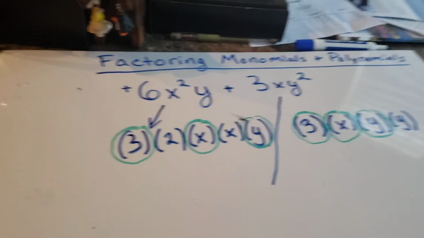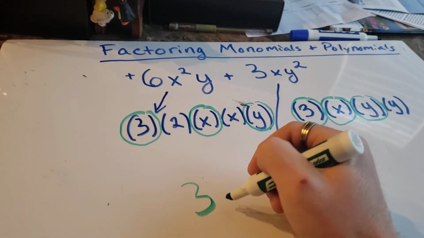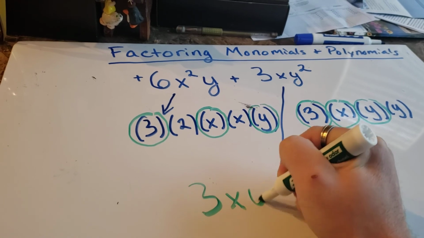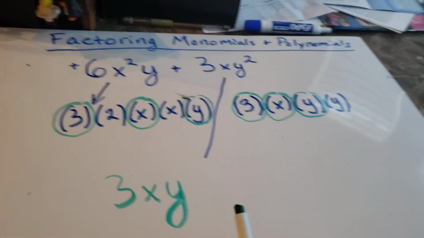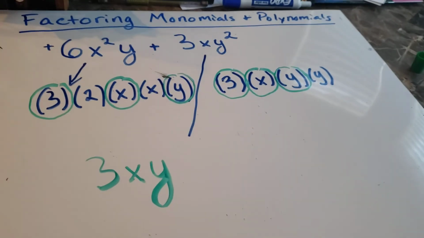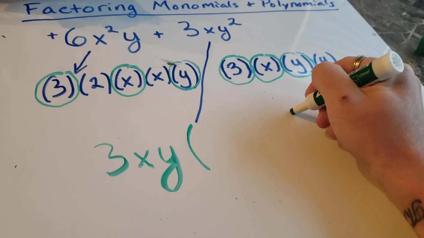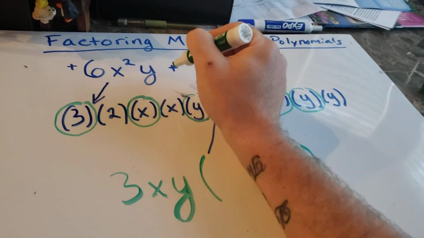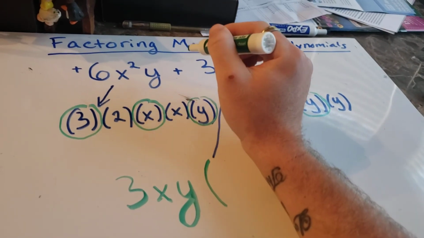So we're going to pull out what they share. So they share a 3. They share an x. And they share a y. So we're pulling that out. What we do next is with what is left over, we leave that inside of parentheses and we connect them with the original addition or subtraction sign. So we'll get there in just a second.